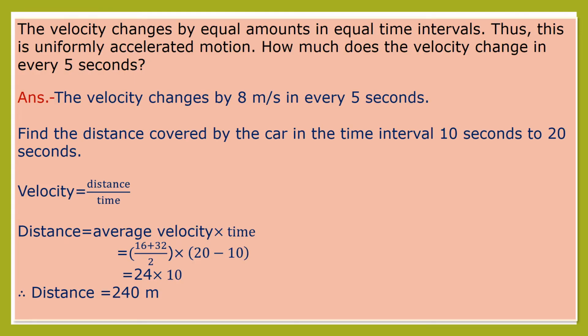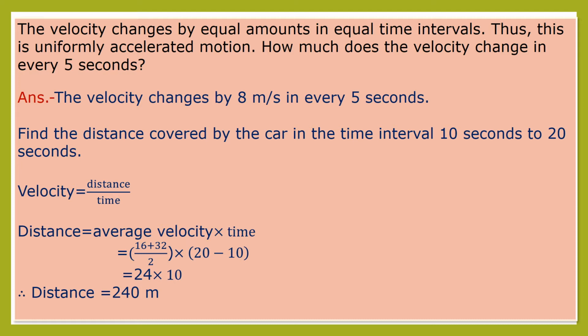In the graph, children, the velocity changes by equal amounts in equal time intervals. So this graph shows uniformly accelerated motion. How much does the velocity change in every 5 seconds? Here the velocity changes by 8 meters per second in every 5 seconds.